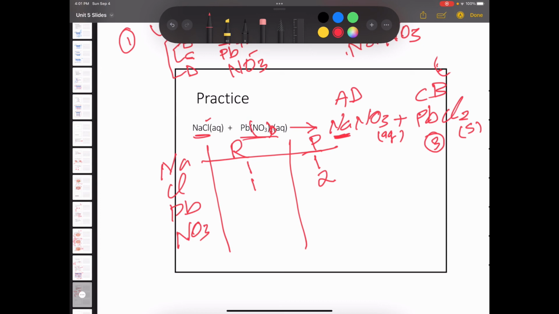Then in order for me to balance the number of chlorine on the product side, I'll have to add a coefficient of 2 right here. So the chlorine is balanced now on both sides. So I can cross this one out and call it a 2.